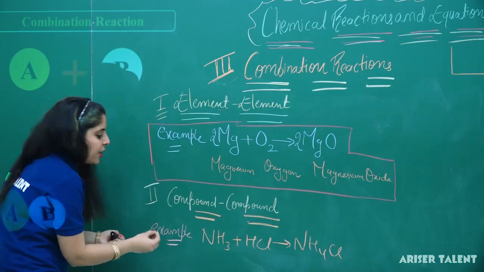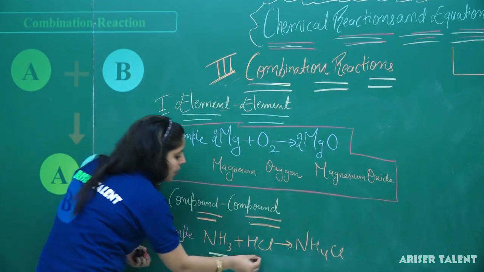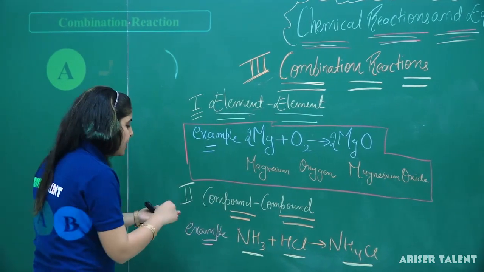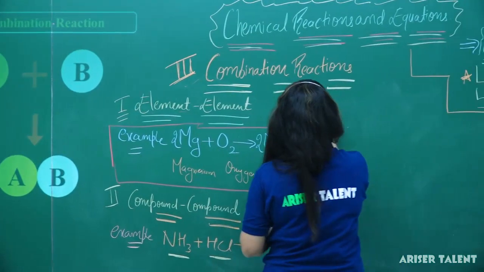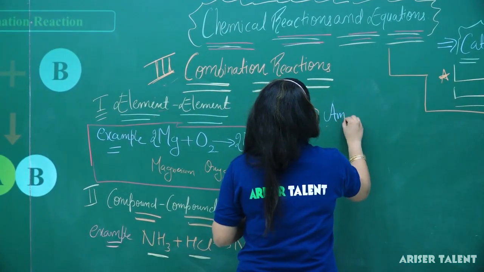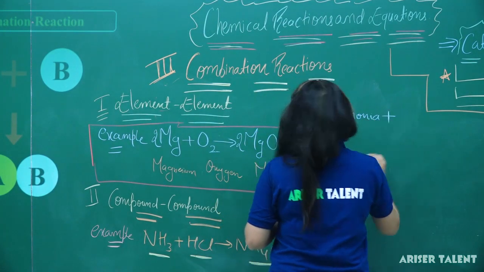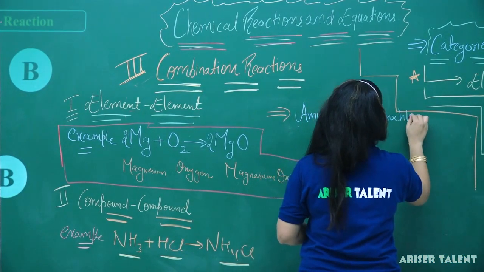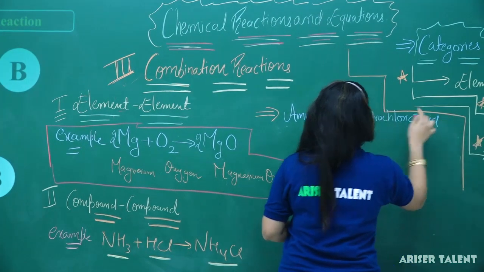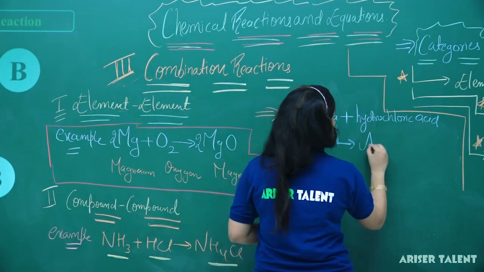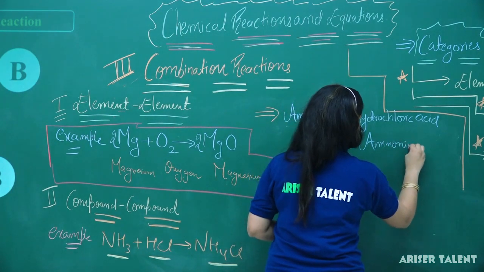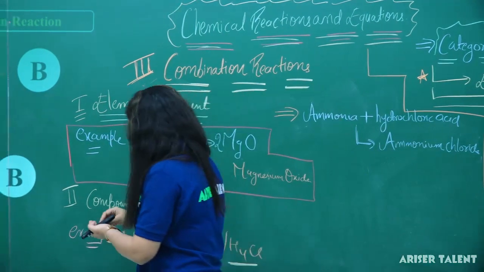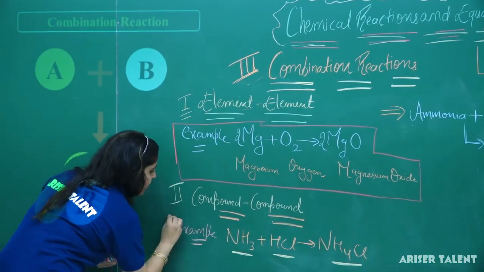So students, see in this reaction, we are provided with one compound, another compound, and the product obtained is again a compound. Here NH3 is ammonia, plus it reacts with hydrochloric acid, and the product we have obtained in this equation is ammonium chloride. So this is a general equation for compound-compound reaction.